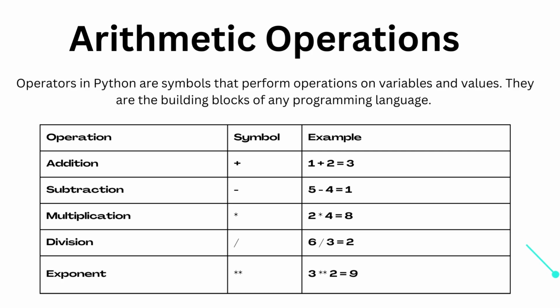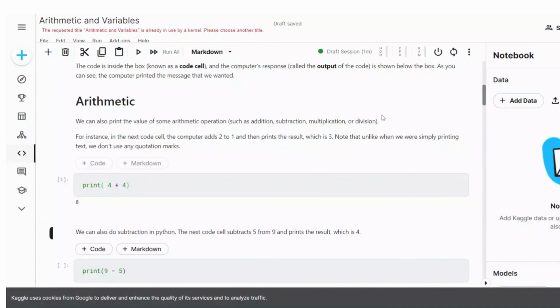Operators in Python are symbols that perform operations on variables and values. They are the building blocks of any programming language. Let's explore some common Python operators. We are using a Jupyter notebook. Let's explore some common arithmetic operations such as addition, subtraction, multiplication, and division.